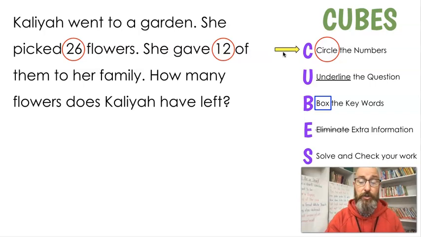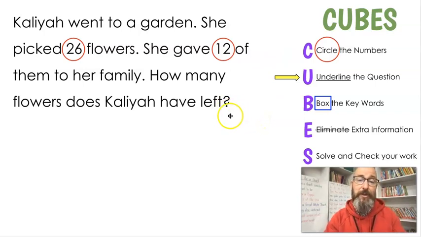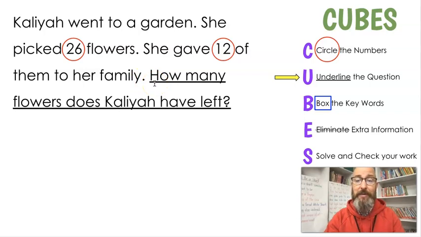Next we're going to go to U, and what does U stand for? Underline the question. Do you see the question in there? Again, we look for that question mark. I told some students yesterday, we take that question mark and we go backwards, and we can draw our line that way, and we stop when we get to a period, and I see a period there, so that means we'd stop right there at that word, which means our question would be, how many flowers does Kalia have left?